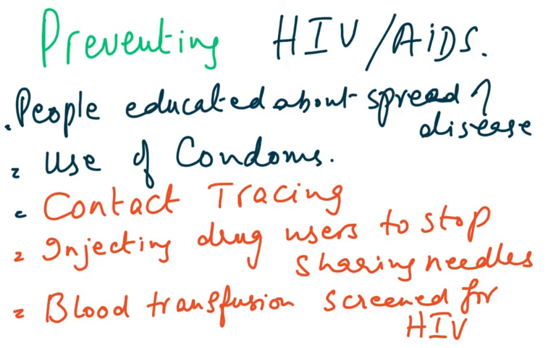we can't do much. People are educated about the spread of the disease, use of condoms, contact tracing. That is, when we have a person who is suffering from AIDS, we will ask him who his contacts are, whether he has donated blood. So all these factors will help us in tracing those people who might have also developed AIDS. And then, of course, we do a blood test and find out if they have got it or not.